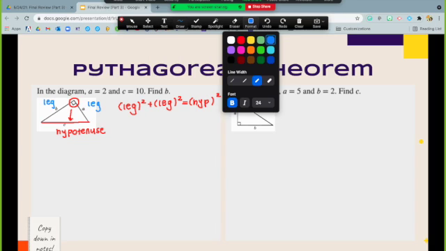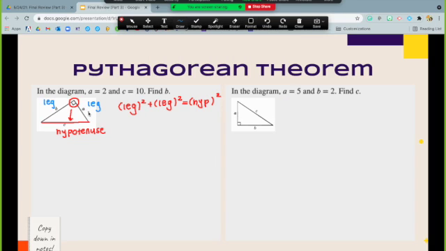From here, I can just plug in some of the numbers first. We said here that A is equal to 2, and we said that C is equal to 10. So that means that one of our legs is going to be 2. Let's choose this one to be our 2. And then the other leg is still missing. We don't know what B is. So I'm just going to leave it as B to the power 2. And that's going to equal the hypotenuse, which is the length of 10.